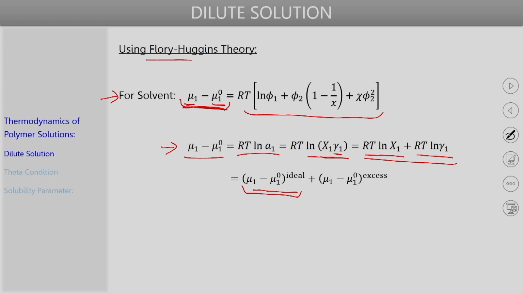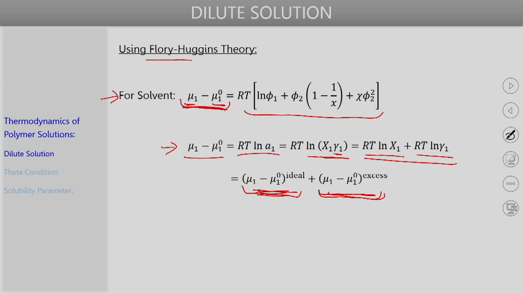One can be an ideal contribution, which will correspond to the chemical potential difference that we will see in an ideal solution, and along with this, since the solution is not actually ideal, another term will be there, which is called the excess term. So, this excess chemical potential difference is basically the excess contribution above the ideal contribution to the chemical potential difference. So, the first term is something that we will see in an ideal solution, and in any real solution we will see a non-zero second term as well.